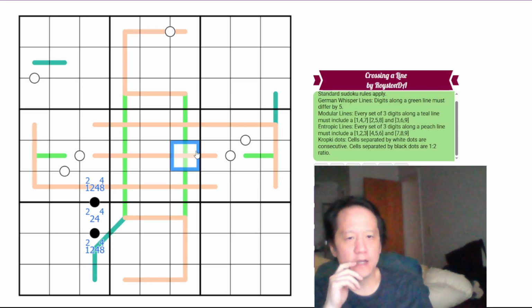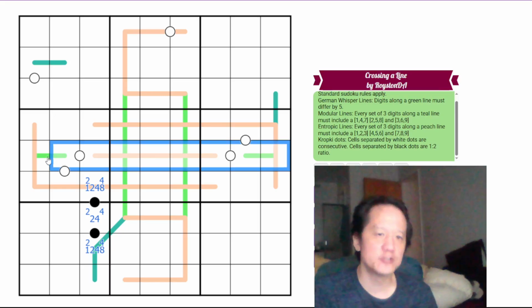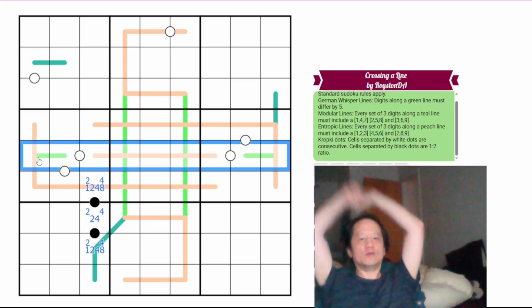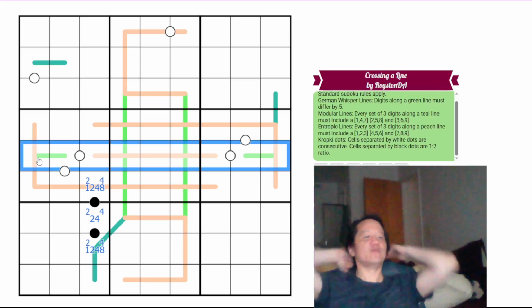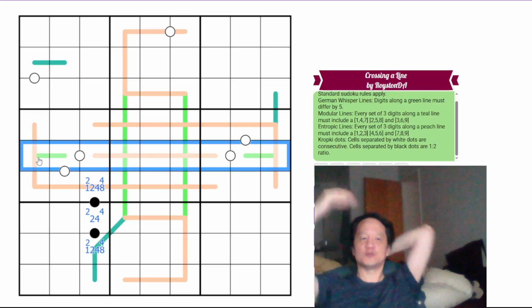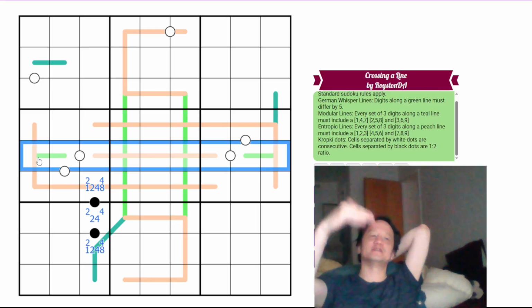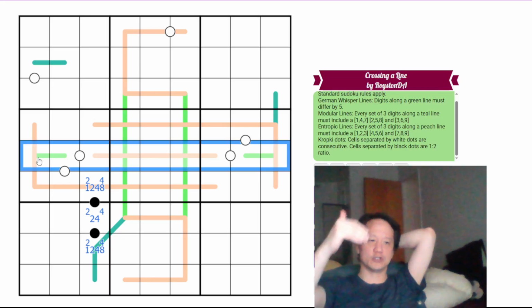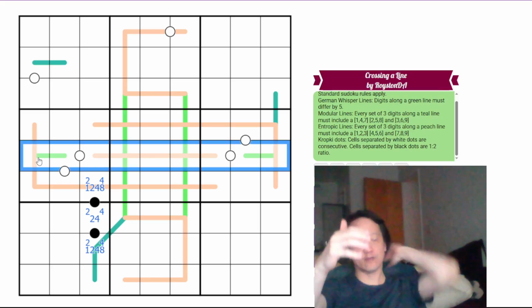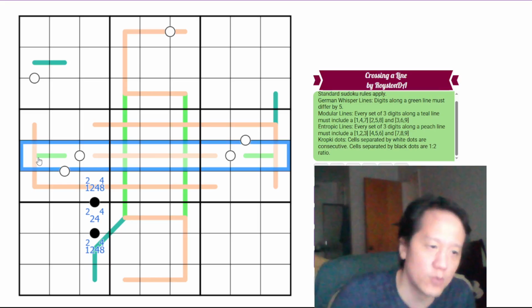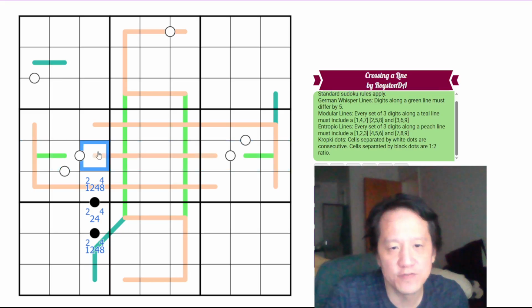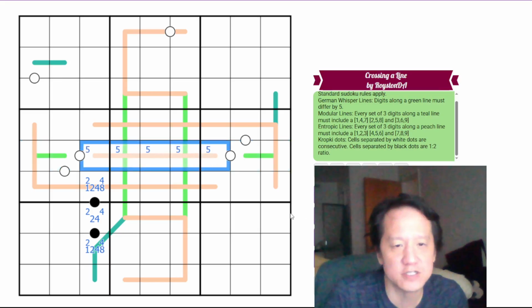On a German whisper line, let's look at row 5. You cannot have the digit 5 on a German whisper line, because if you subtract 5 or more away from 5, you get 0 or less, which is not a normal Sudoku digit. If you add 5 or more, you get 10 or more, which are not digits. So 5 has to be one of these digits here.